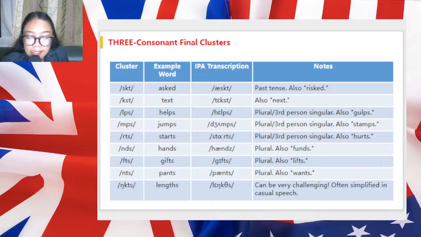Hands are an example of that. Next is FTS as in gifts. We've talked about that already, so let's skip that. It's just the plural form. Next is the initial cluster, as in initial or international clusters.